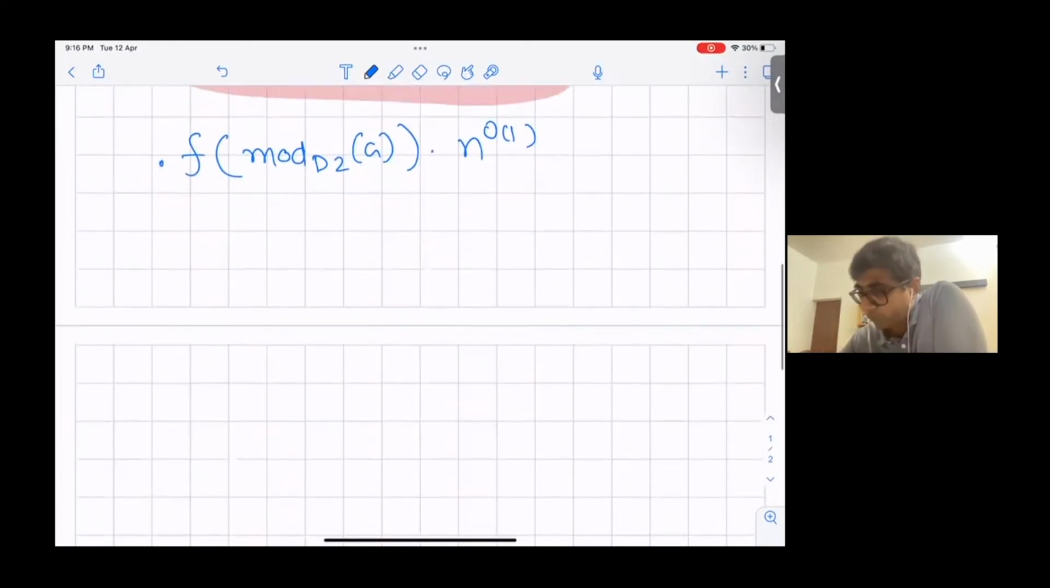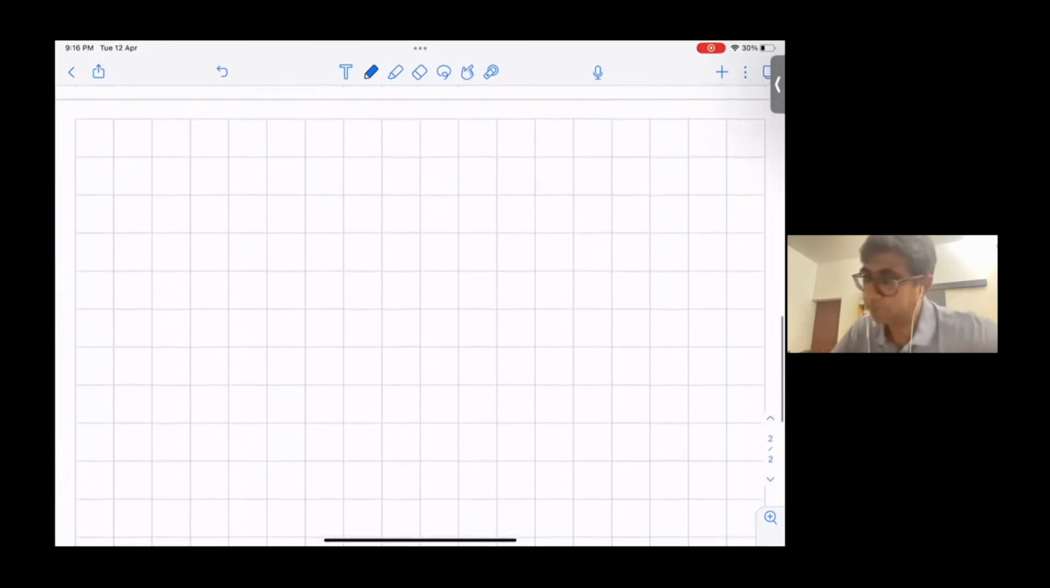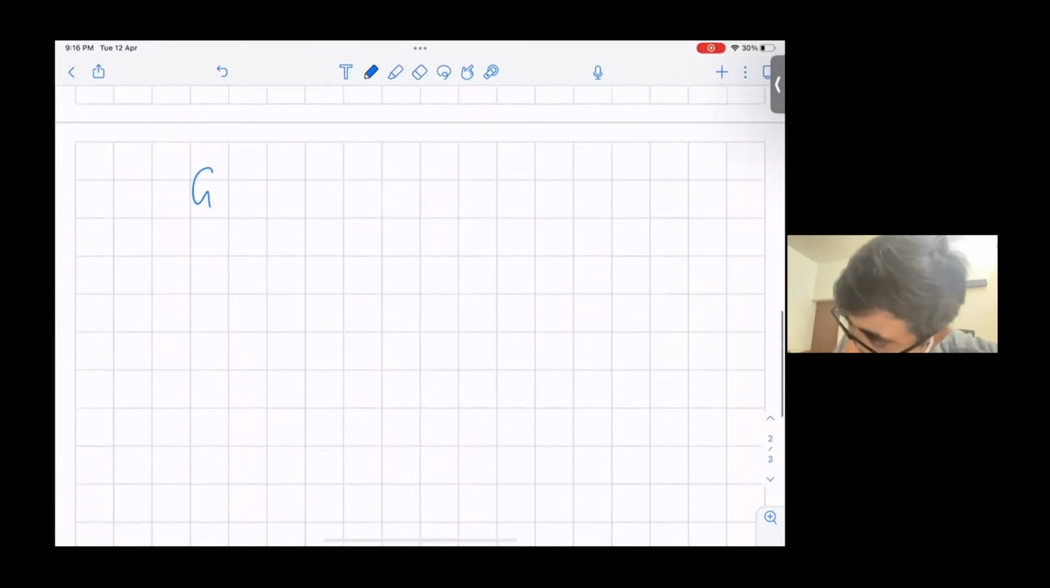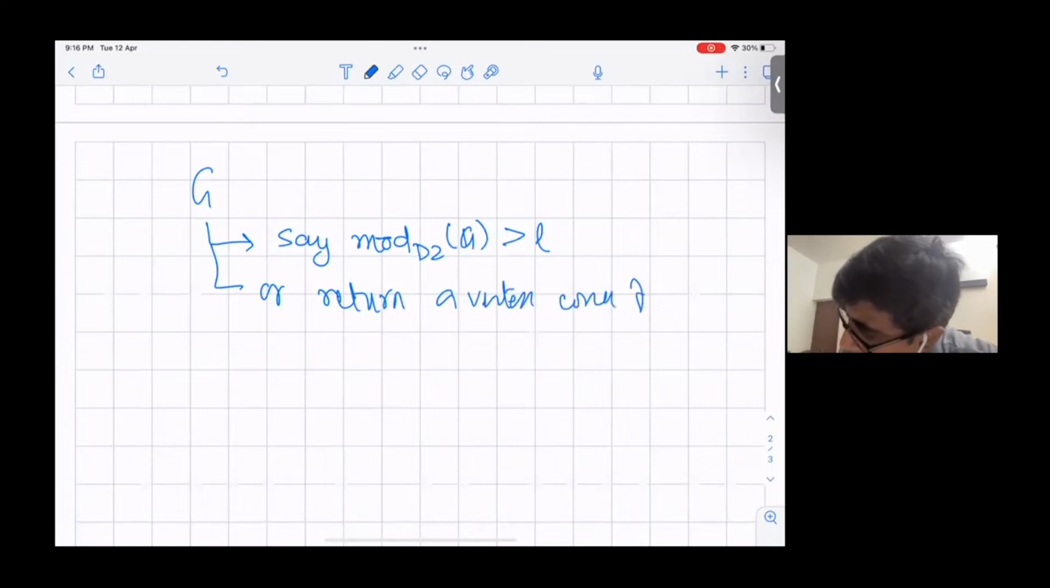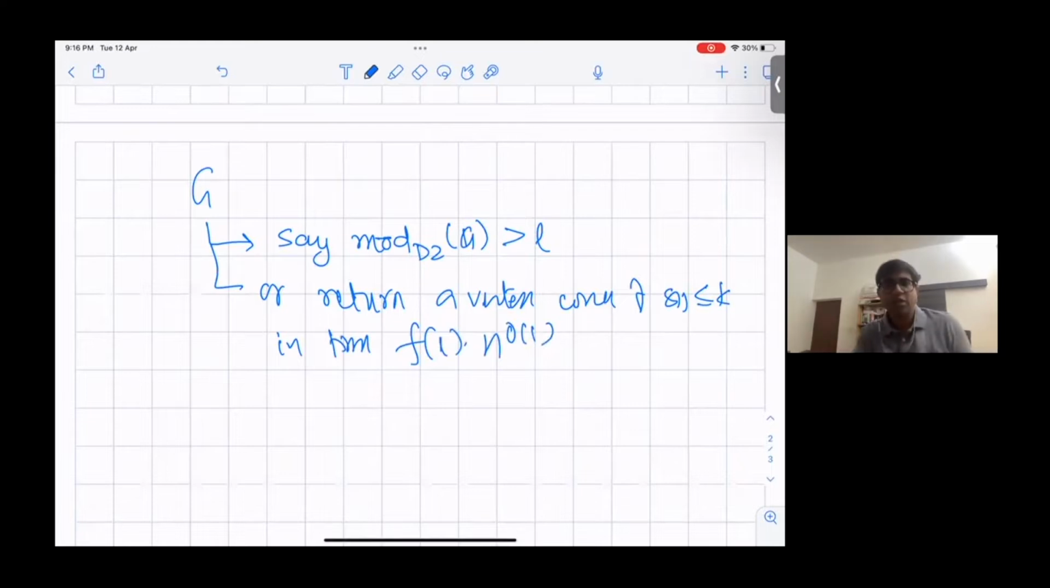Now, there are various ways this question is phrased. Given a graph G, you can either say that look, the degree 2 modulator of G is greater than L, or return a vertex cover of size at most K in time f of L times n to the power big O. So L is my presumably size of mod-deg-2 of G.